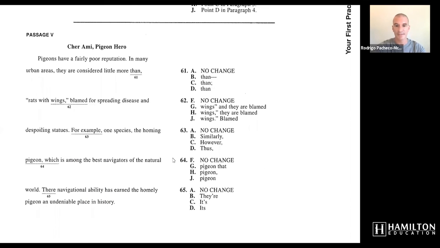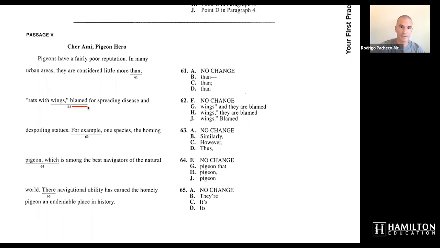I'm going to read the sentence so that we can identify the different elements of the sentence structure. So, in many urban areas, they're considered little more than rats with wings. We could just end the sentence here. We could put a period there, which tells us that this is an independent clause. Now with F, no change, we have "blamed for spreading disease and despoiling statues."